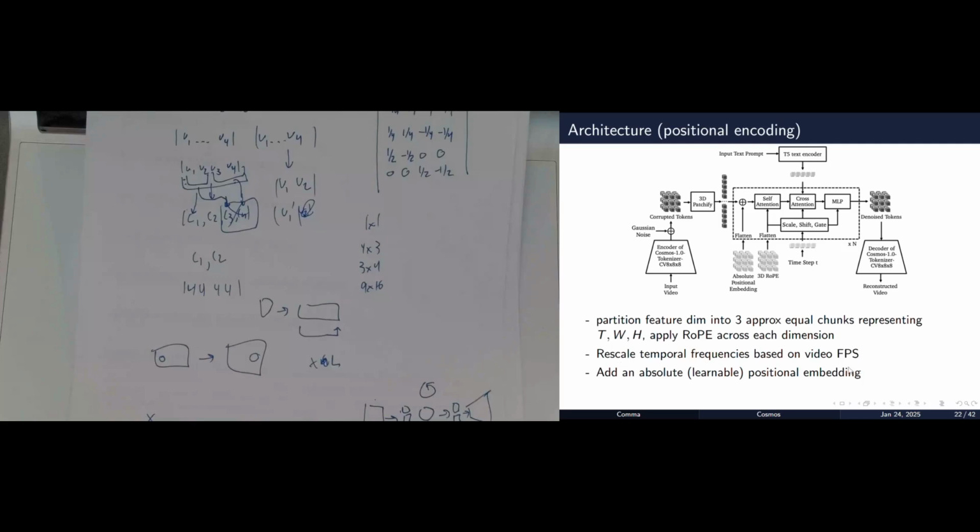Another cool thing I found: if you have a video at 30 FPS versus a video at 60 FPS, you have to make sure that your scale is the same. So if it's 60 FPS, you drop every other frame to make sure your input is the same.